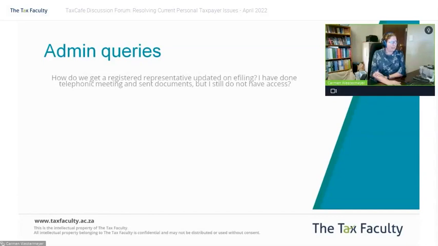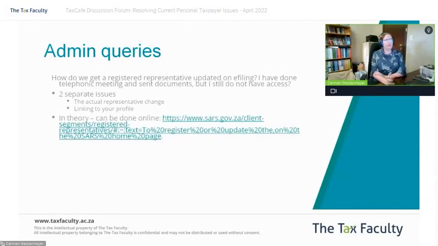On the admin front, right, is updating registered representative details on eFiling, right? Firstly, in theory, yes, this can be done online. In most of my issues where the representative change is not going through, it's because some of the supporting documentation is not accepted. Either they don't like your proof of residence, or they don't like that you have the appropriate power of attorney.